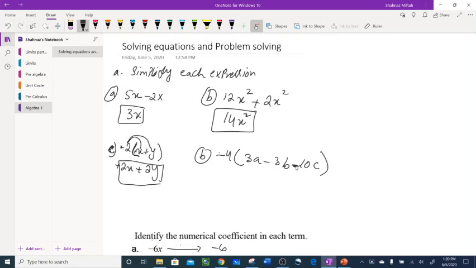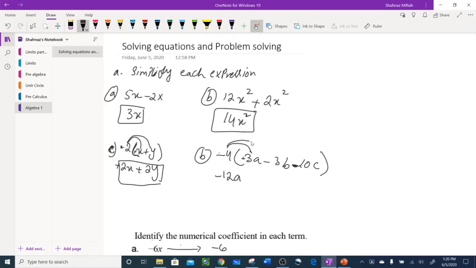Next, again, the parentheses has to go. So how do I clear the parentheses? Distributive property. -4 times positive 3a is going to give me -12a. In my head, I always multiply signs first. So negative times positive is negative, 4 times 3a is 12a.